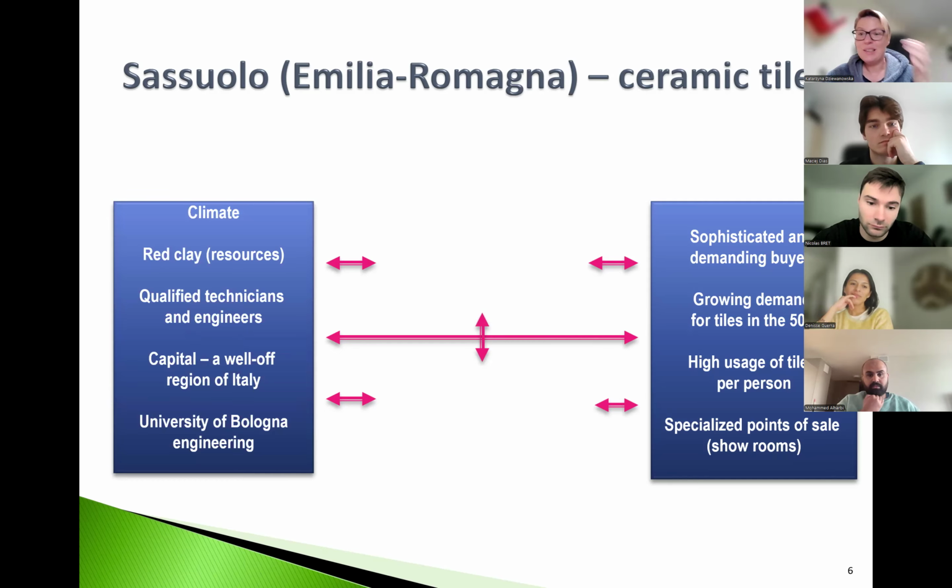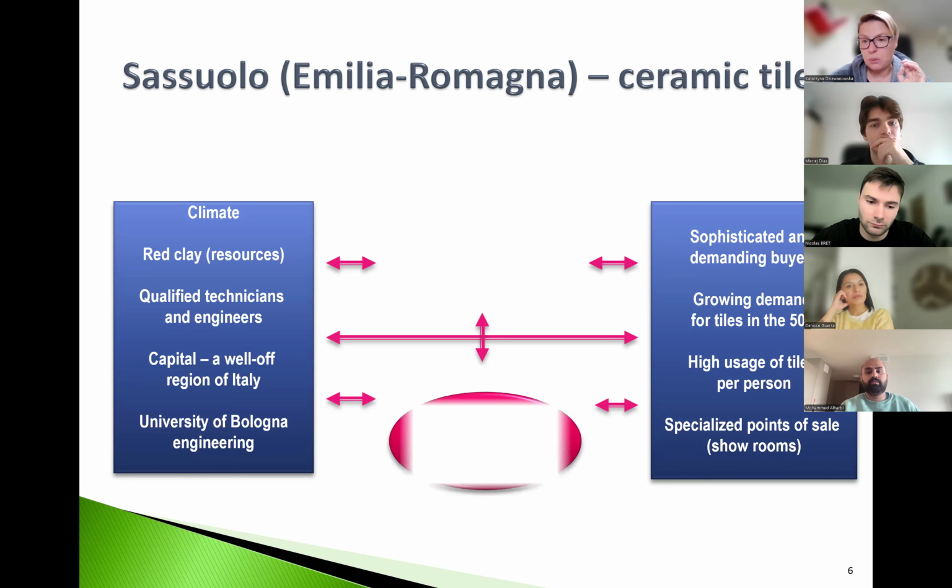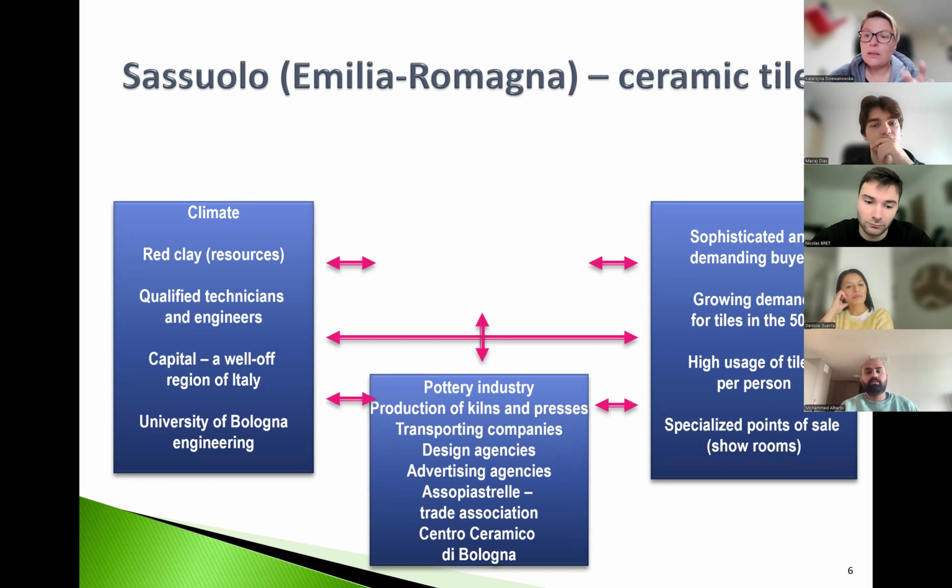I mean, it's something you cannot deny, right? You use ceramic tiles in hot climates. They had the resources of red clay. They had qualified technicians and engineers. They had the capital in the region. And the University of Bologna started a department or faculty of engineering that also specialized in these processes. Now, supporting and related industries: Emilia-Romagna is the region where they did a lot of processing of clay.